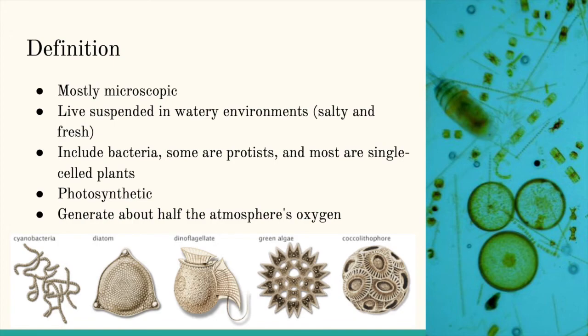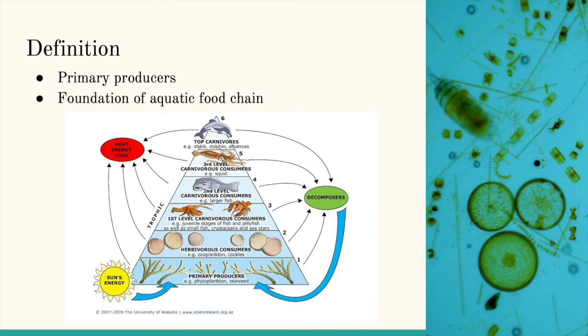Now we'll move on to the definition of phytoplanktons. Phytoplanktons are mostly microscopic, single-cellular photosynthetic organisms that live suspended in water. Examples of this are land plants that take up carbon dioxide and make carbohydrates using light energy, releasing oxygen. They are also known as primary producers of the ocean, and these organisms form the basis of the food chain.